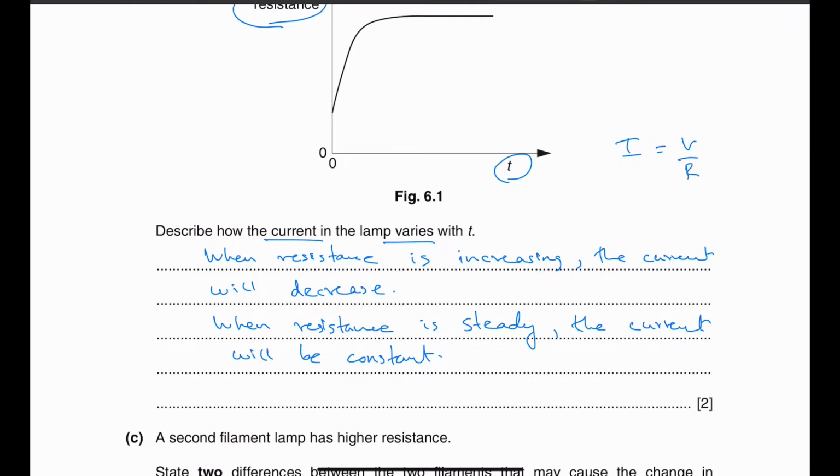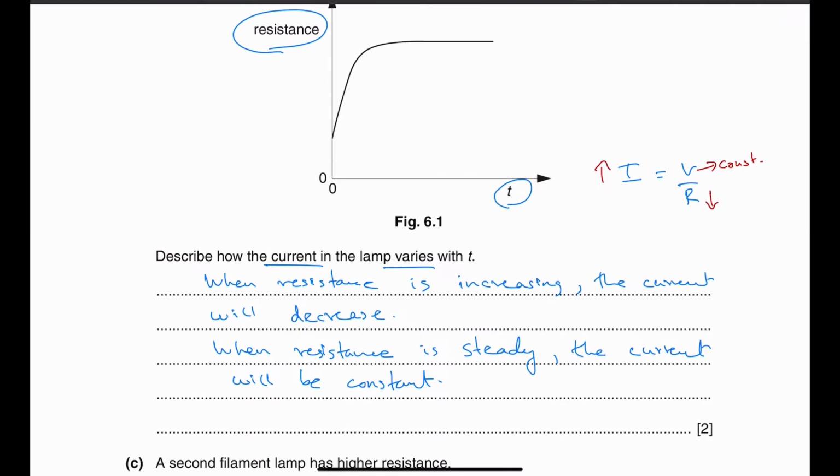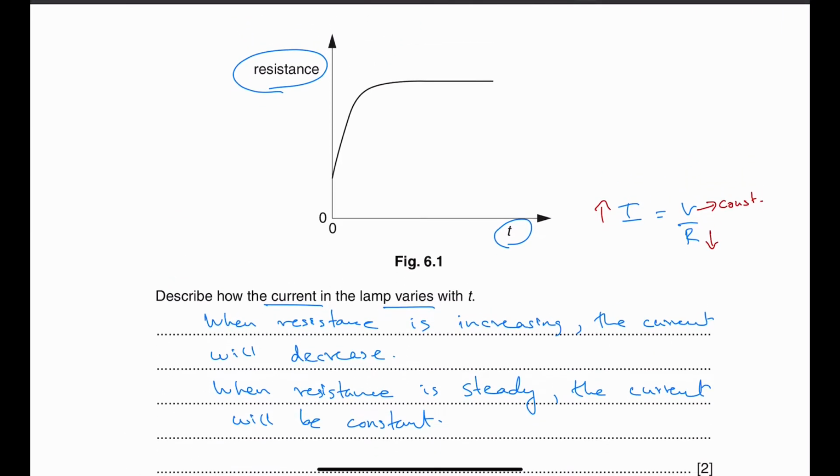Now if your V is constant, which means the V is not changing, but your R is increasing, then the current should decrease. If R, let's say, is decreasing, then the current must increase. The current and the resistance will be inversely proportional to each other if the voltage across the component is kept constant.